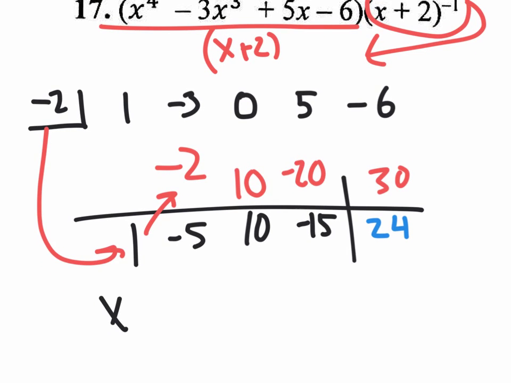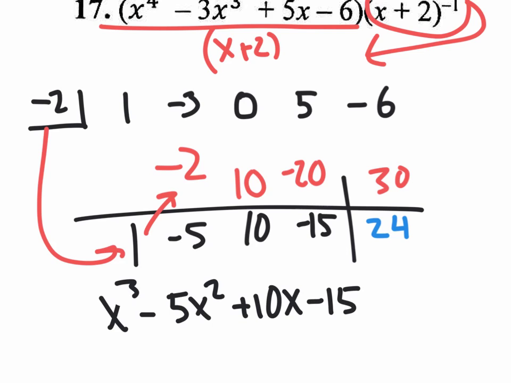So let me write my answer here. It's going to be 1x to the fourth. You don't even need third. Whoops. 1x to the third. I keep making that mistake. Sorry. Minus 5x squared plus 10x minus 15. Now, because that's a plus 24, I'm going to put plus the remainder 24 over the original divisor, which is x plus 2.